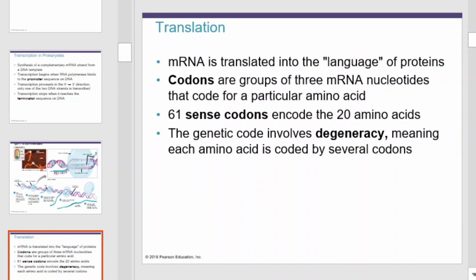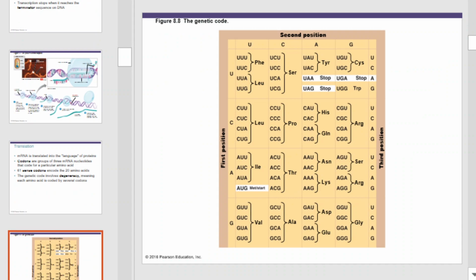Translation. The mRNA is translated into the language of proteins. Codons are groups of 3 mRNA nucleotides that code for a particular amino acid. There are 61 sense codons which encode the 20 amino acids. The genetic code involves degeneracy or redundancy, meaning that each amino acid is coded by several codons. This is an illustration of the genetic code in a codon chart.